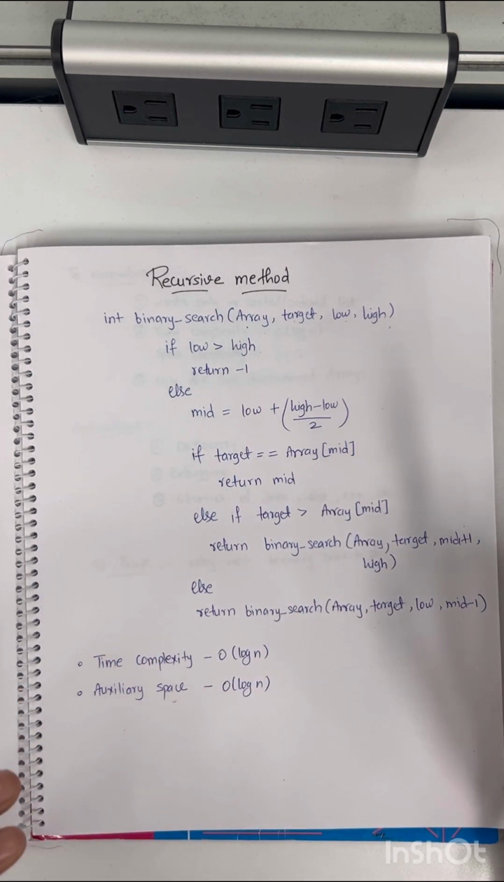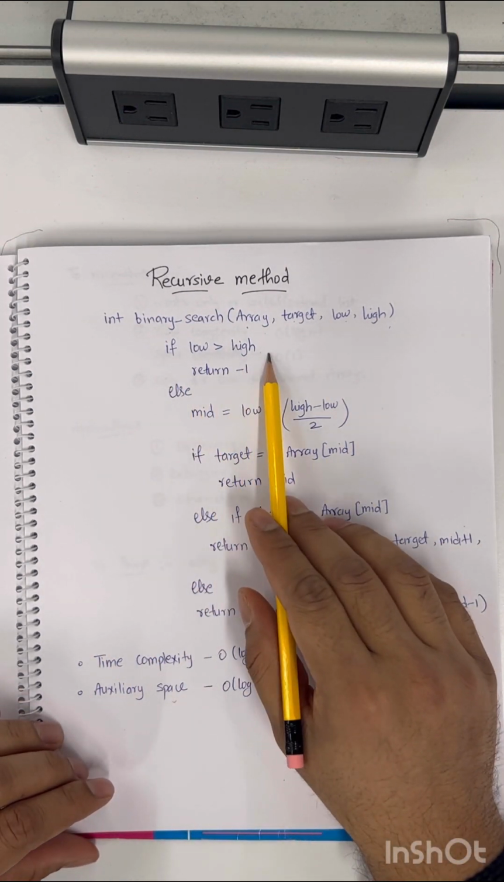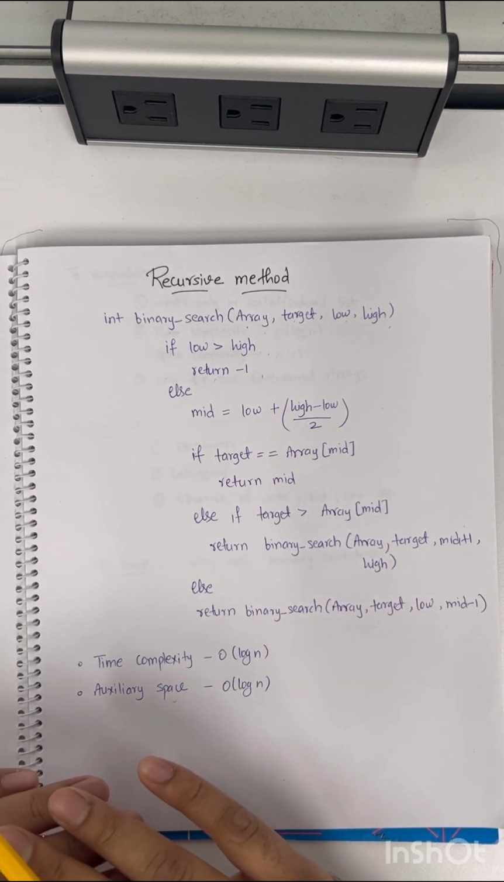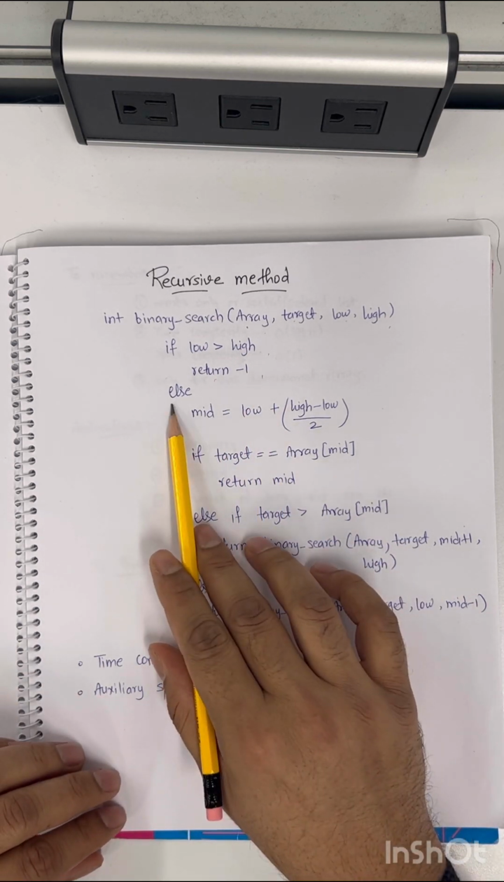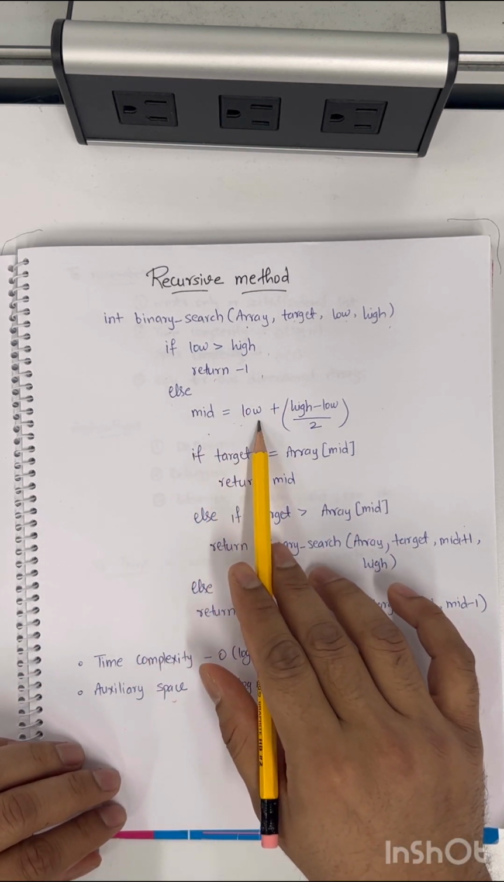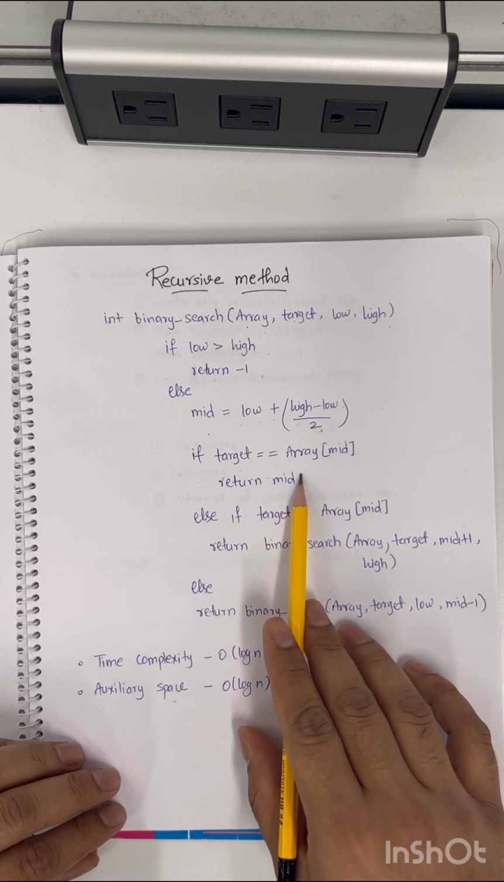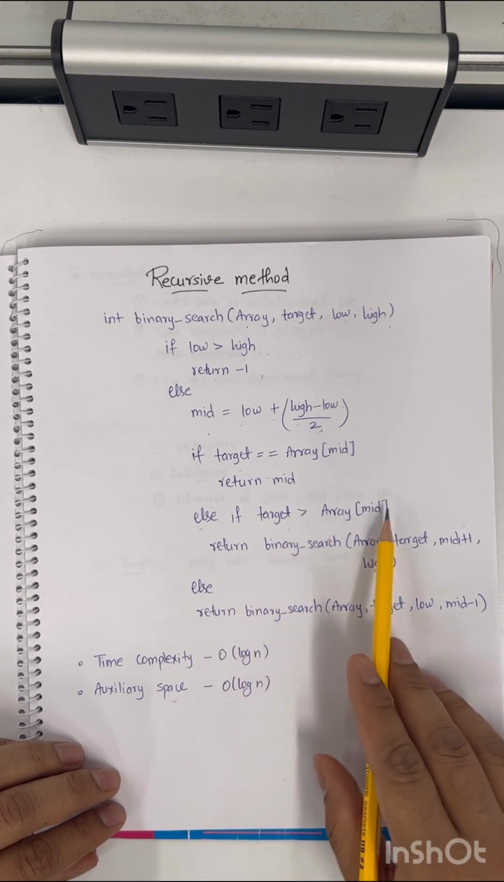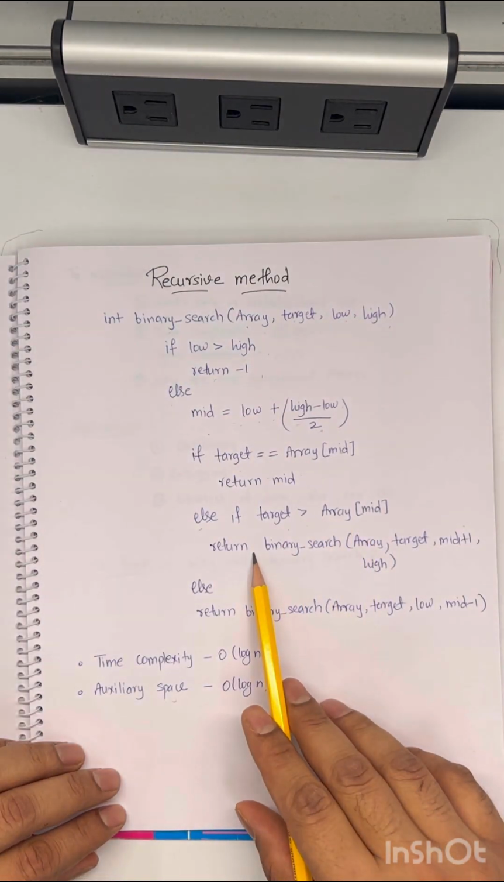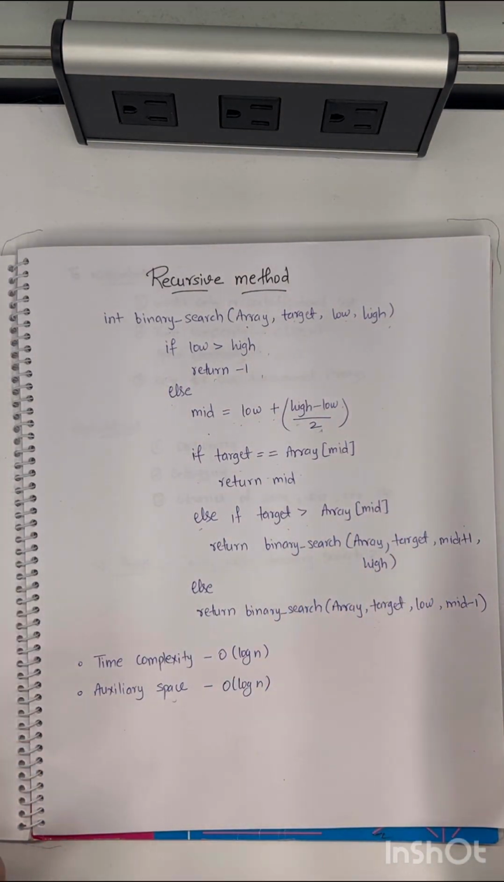The same base condition is here also. If low is greater than high, we return -1, that the element could not be found. Otherwise, we calculate the mid, that is low plus high minus low by 2. So if the target is equal to mid, we return the mid. Otherwise, if target is greater than mid, then we know that we have to move on the right side.